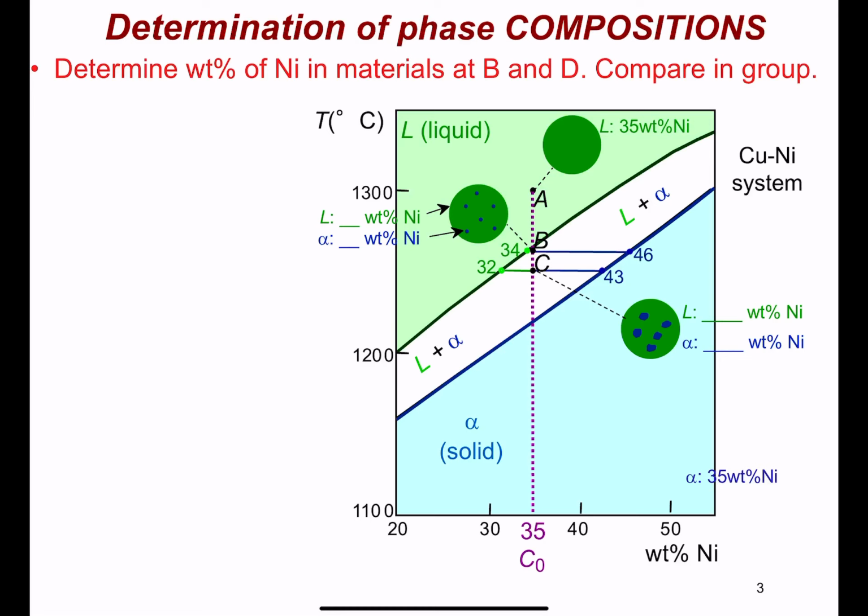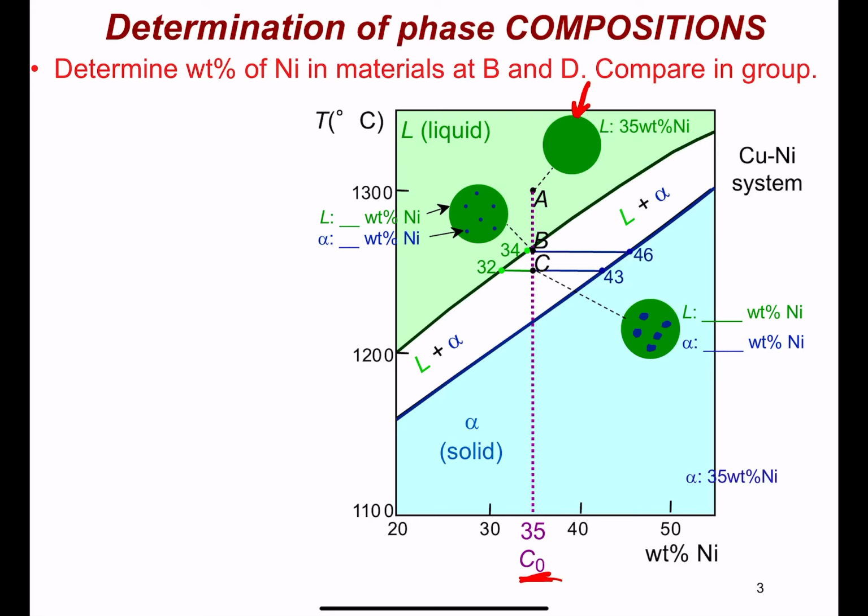We learned the utility of tie lines in estimating the content of two phases in a phase field like that shown here for the copper-nickel system. So at point A, if we've got a sample that overall is 35 weight% nickel, up at point A, the full liquid molten state, we would have uniform liquid with randomly dispersed metal atoms of copper and nickel in a disordered fluid or liquid.